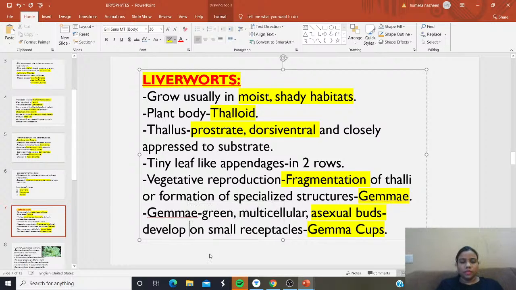Gemmae are green multicellular asexual buds, and they develop on small receptacles called gemma cups. So vegetative reproduction is basically by fragmentation of thalli or by the formation of specialized structures. What are these specialized structures? The specialized structures are gemmae. And what are gemmae? They are the green multicellular asexual buds. And where are these gemmae formed? They develop on small receptacles called gemma cups.